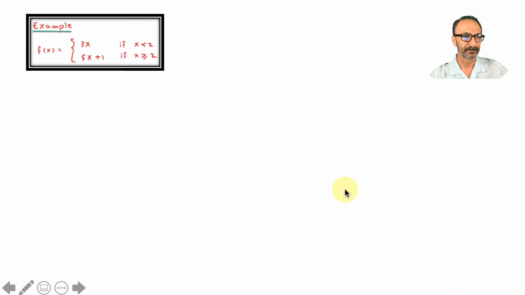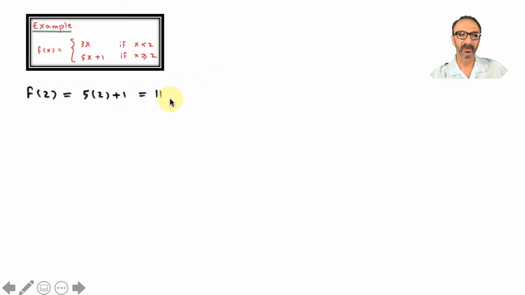Next example. Piecewise function. To the left of 2, you are at 3x. To the right of 2, including 2, it's 5x plus 1. Let's see if these two line segments, or these lines, meet when x equals 2. If not, there's going to be a jump.